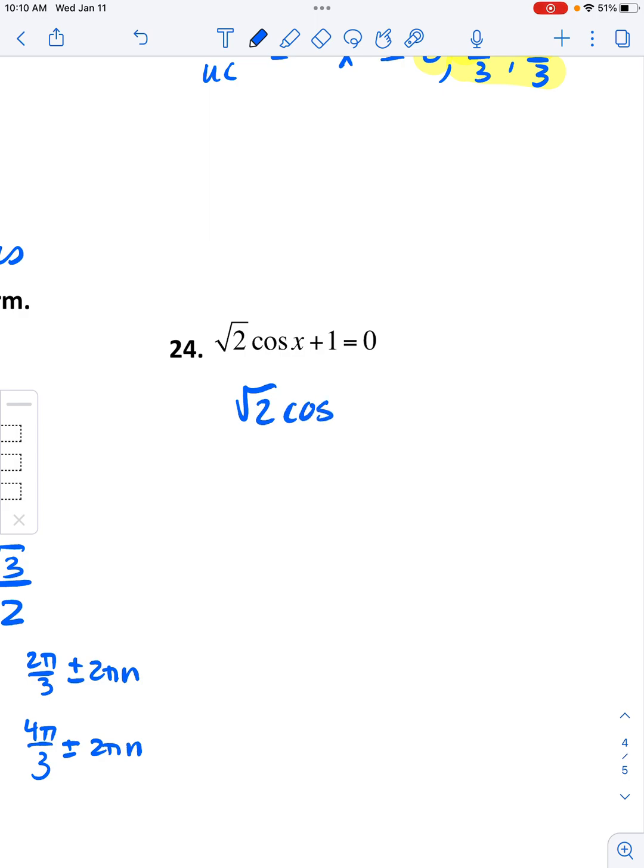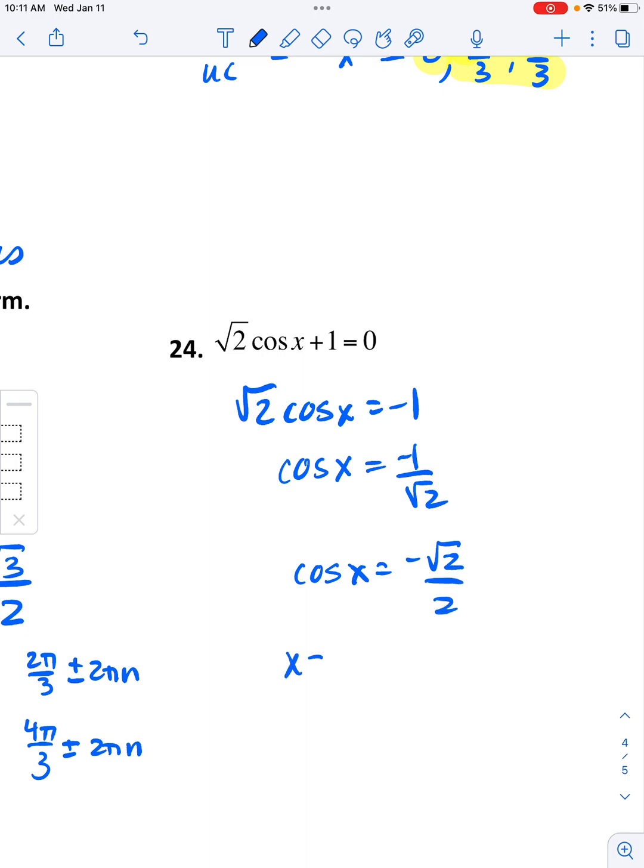And then this one I think is pretty straightforward as well. I'm going to take that 1 away. I'm going to divide by root 2, and I'm going to end up with, after rationalizing, negative root 2 over 2. So that only occurs in 2 places, at 3 pi fourths and at 5 pi fourths. And then I would just add that general solution aspect that they're looking for and call it a day.